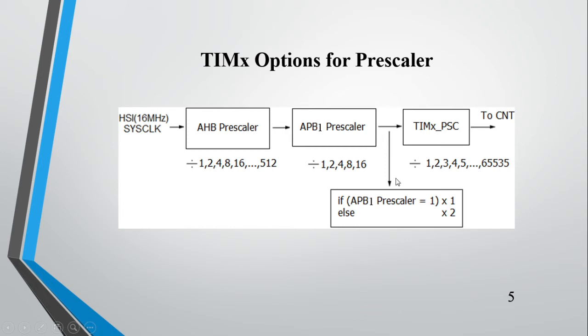So for timer 2, we can configure the AHB prescaler, APB1 prescaler and timer 2 prescaler. The input to the timer will be the high speed internal clock. That is given as a clock source for the system clock. It is nothing but 16 megahertz. So these are the prescalers that can be configured for the timer. The same prescalers are used for the PWM generation also.